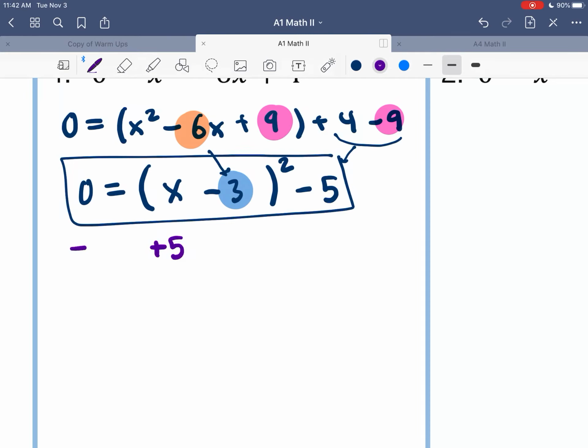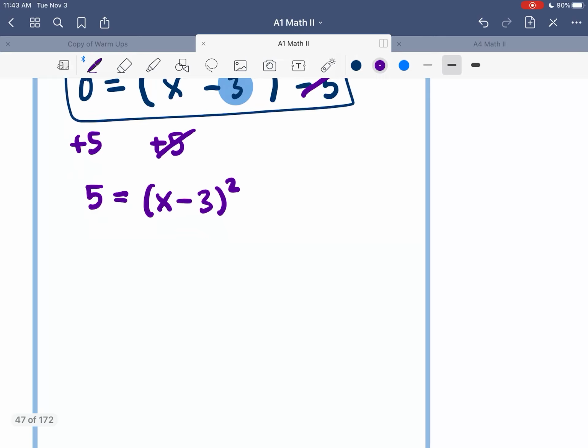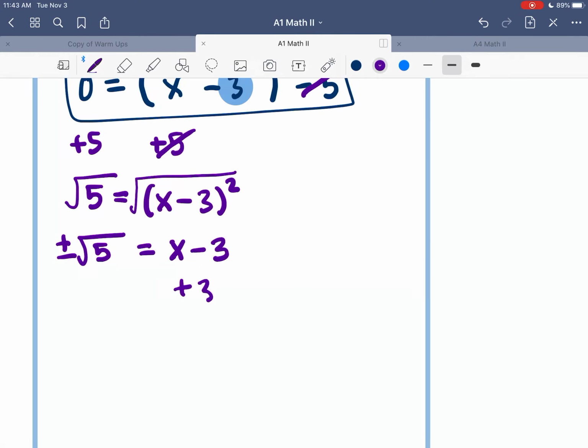Okay, so add 5 so that this goes away. That leaves us with 5 equals x minus 3 squared. Now to get this squared to go away, we're going to have to square root both sides. And remember, this also gives us a positive or negative. On this side, we have x minus 3 left. So add 3, add 3. Our final answer here is positive or negative square root of 5 plus 3 equals x.